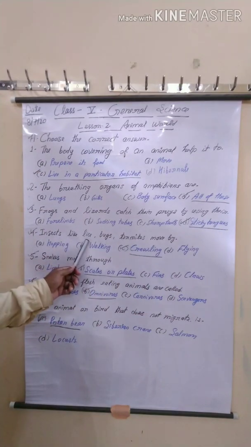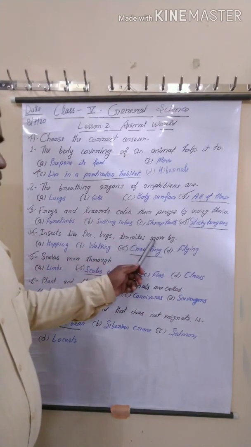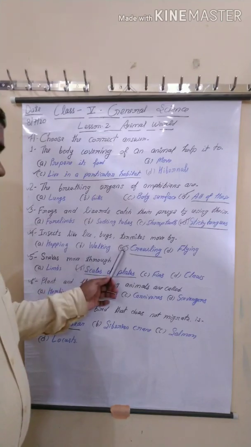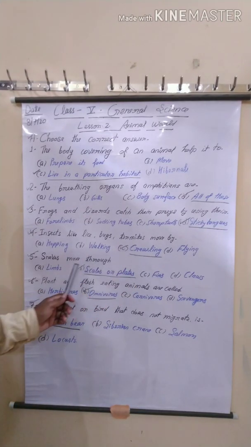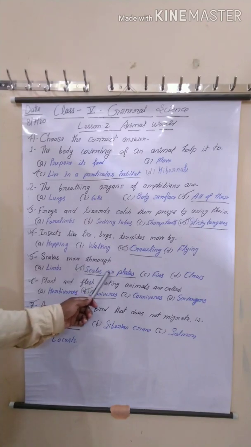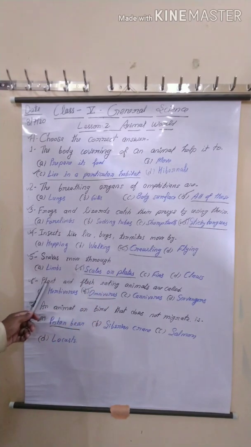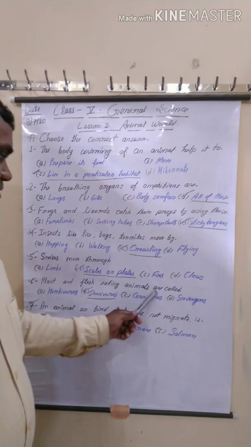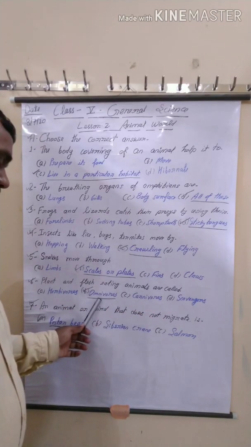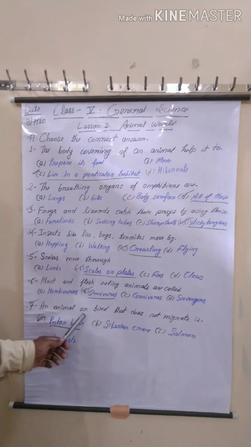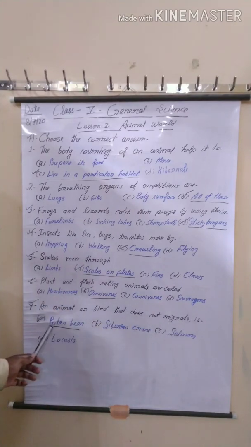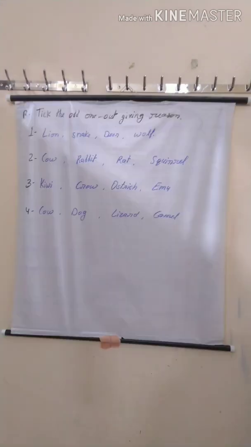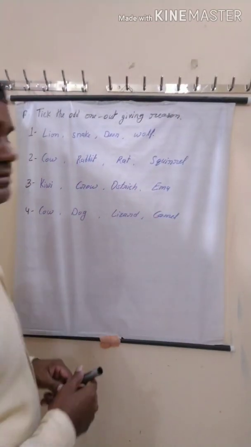Insects like lice, bugs, termites move by: option C is correct, crawling. Snakes move through: B option is correct, scales or plates. Plants and flesh-eating animals are called omnivorous. Option B is correct. An animal or bird that does not migrate: option A is correct, polar bear. Now next exercise.